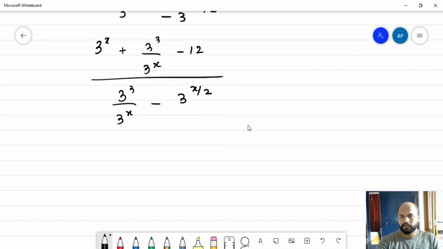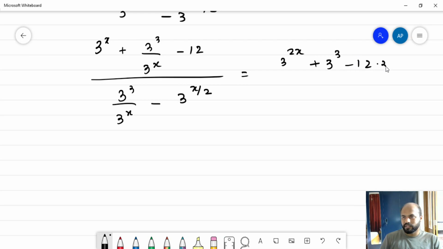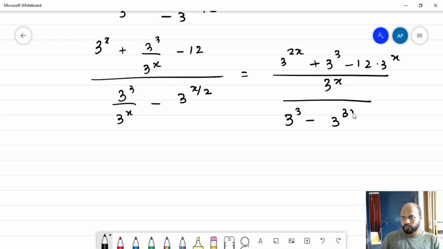The very first thing we're going to do is simplify this expression, and we're going to write it as 3 raised to 2x plus 3 cubed minus 12 times 3 raised to x, that is taking the LCM, 3 raised to x, divided by 3 cubed minus 3 raised to 3x by 2. That's what we get, divided by 3 raised to x. So this 3 raised to x, 3 raised to x gets cancelled.